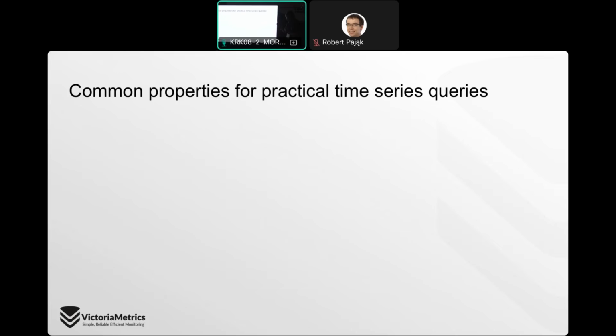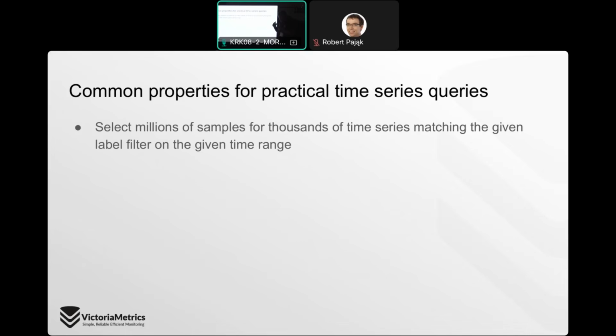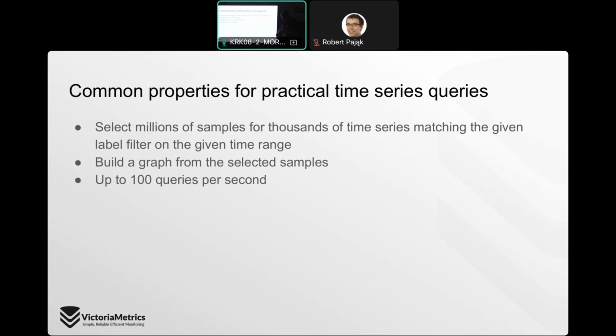Let's look at the common properties of practical time series for queries. Usual queries select millions of samples over thousands of time series over some given time range. That's a typical practical use case for querying a time series database. After that, you select these samples and build a graph over time for these samples in order to see how this metric for this time series changes over time in Grafana.